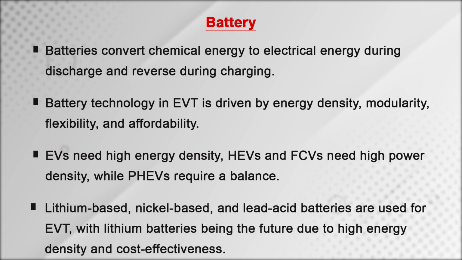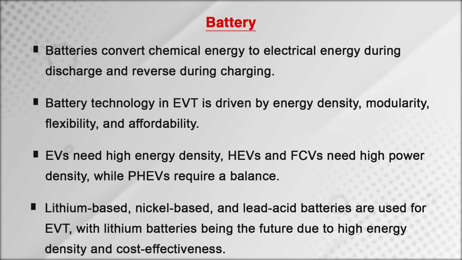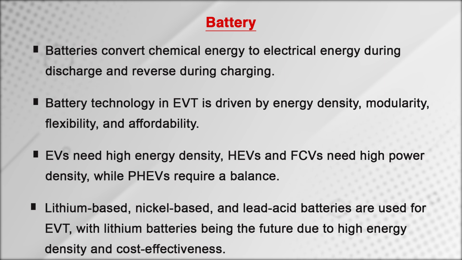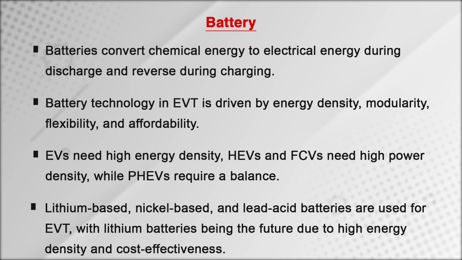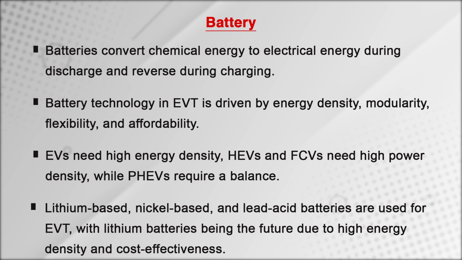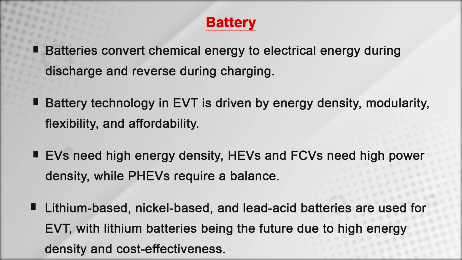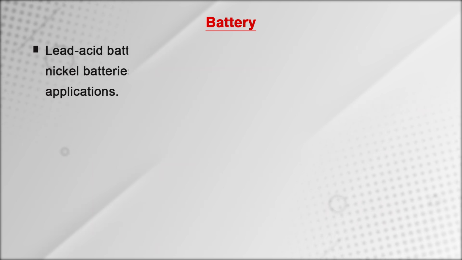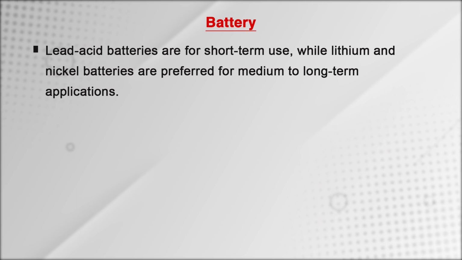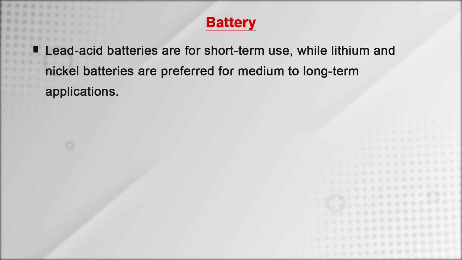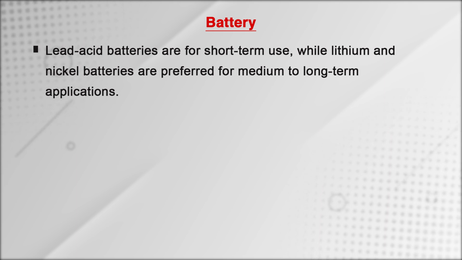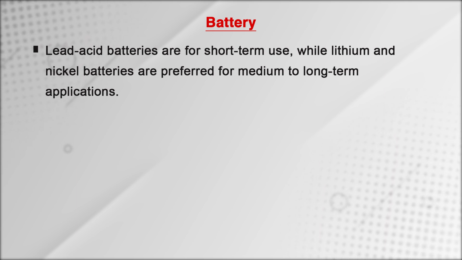Lithium based batteries such as lithium ion and lithium polymer, as well as nickel based and lead acid batteries, are suitable for EV applications. These are some of the battery types used in electric propulsion systems for vehicular applications. Among these, lead acid batteries are used for short term applications due to their low energy density, while lithium and nickel based batteries are favored for medium and long term use.